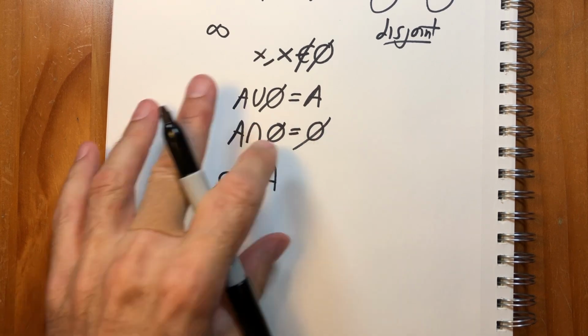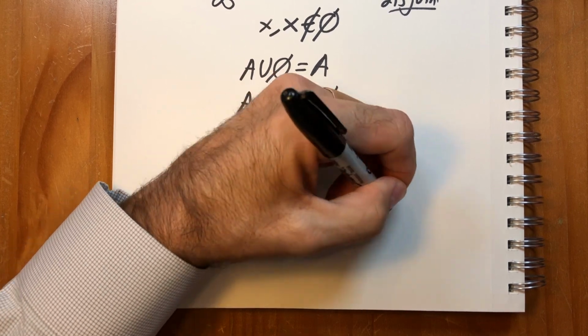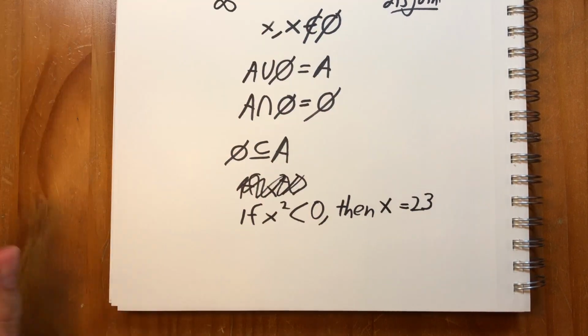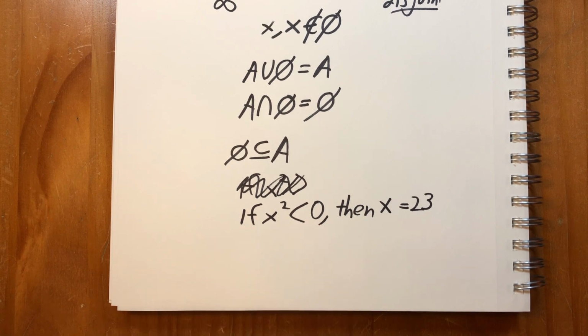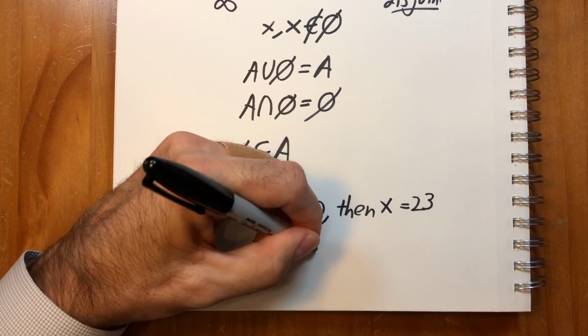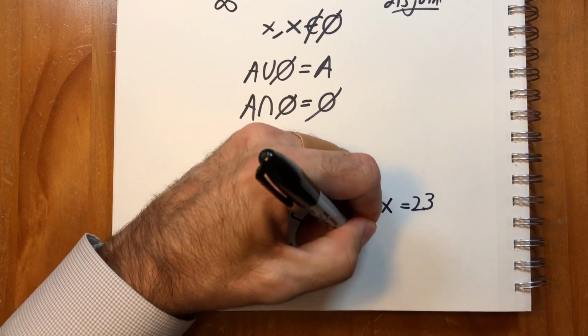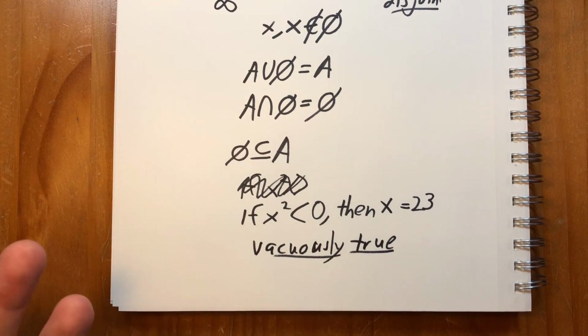So there's a new concept here. Look at this statement. If x squared is less than 0, then x equals 23. In this situation, x squared is never less than 0. So it's irrelevant what the conclusion is. A statement of this sort is said to be vacuously true. A lawyer might call it nugatory. The statement might be true, but it's trivial and weightless.